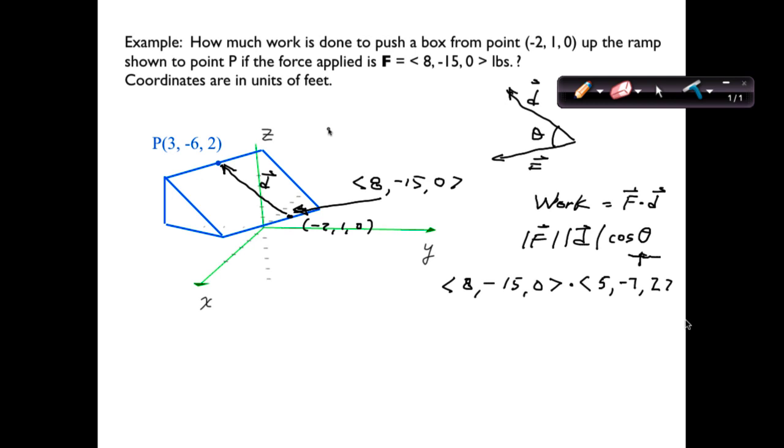So what do we get? 40 plus 105 plus 0. So 145. And since it's feet and pounds, it'd be foot pounds. So the English units for work are foot pounds.